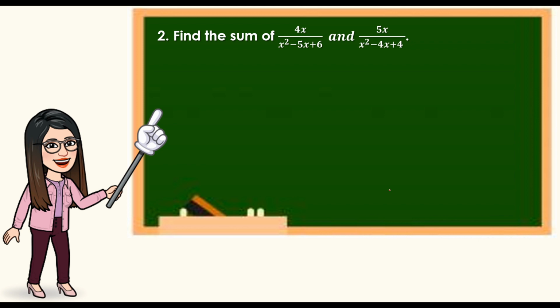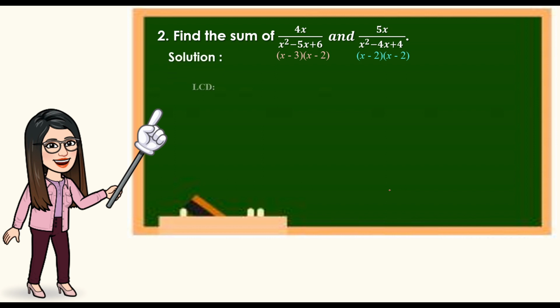Find the sum of 4x all over x squared minus 5x plus 6 and 5x all over x squared minus 4x plus 4. Okay, let us first get the factors of the given denominators for us to easily get the LCD. In x squared minus 5x plus 6, the factors are x minus 3 and x minus 2. For x squared minus 4x plus 4, the factors are x minus 2 times the quantity of x minus 2.